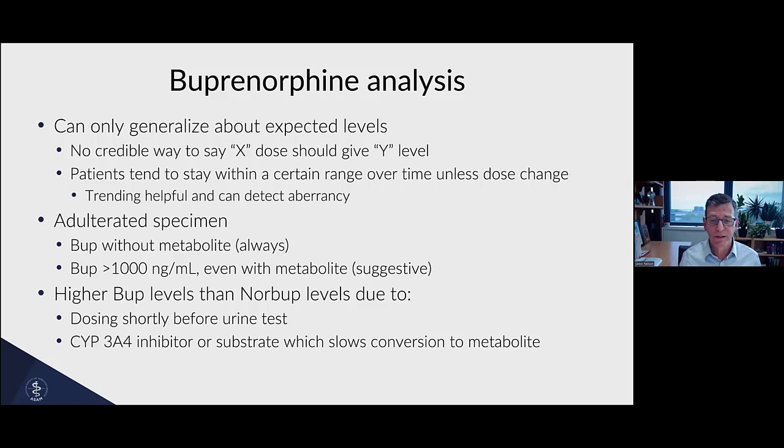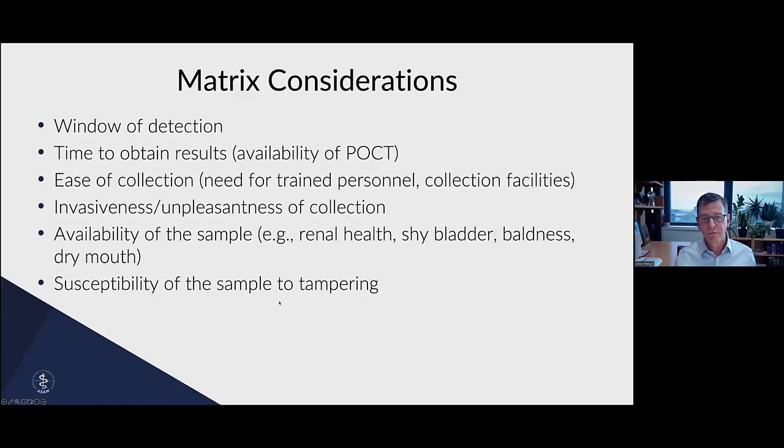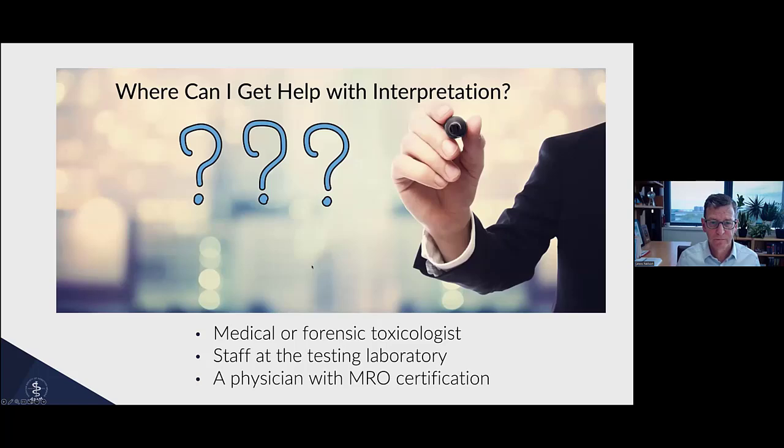Or there could be something that's slowing the conversion of bupe to norbupe, such as the 3A4 inhibitor. And there's many of those, and I'm not going to go over the list, but there's some in the chart I provided earlier, and you can look up these things. And then, of course, matrix considerations. What is the window of detection? How hard or easy is it to get these things? How easy is it to tamper? A whole separate discussion, which I left a little bit in the slide set for you.